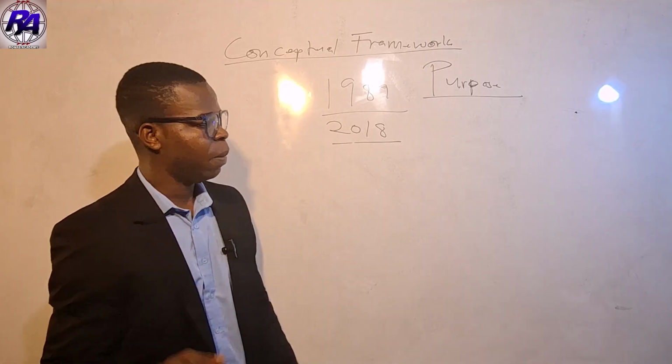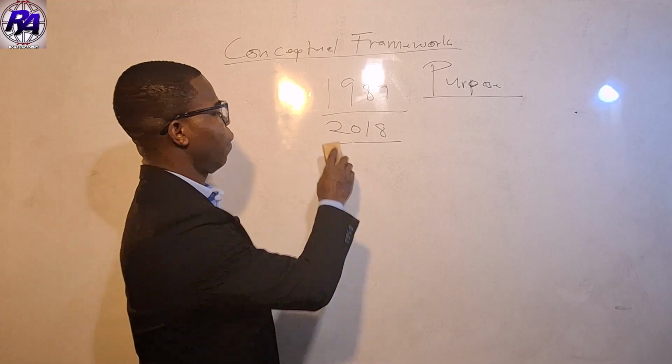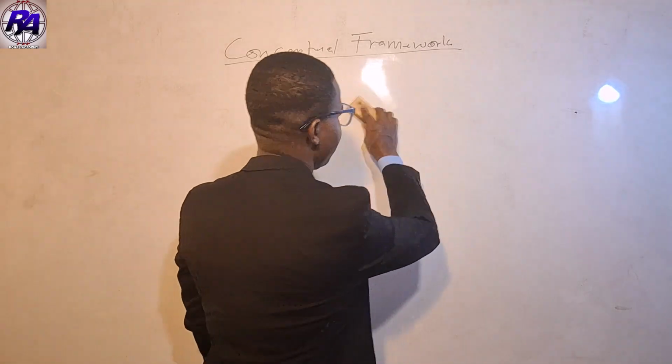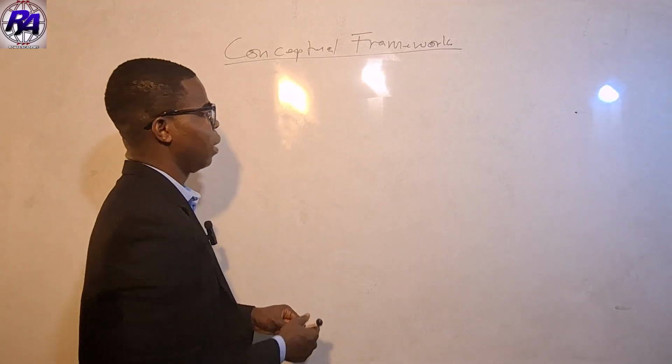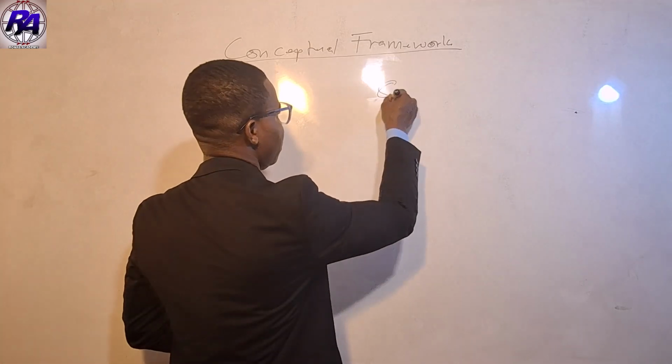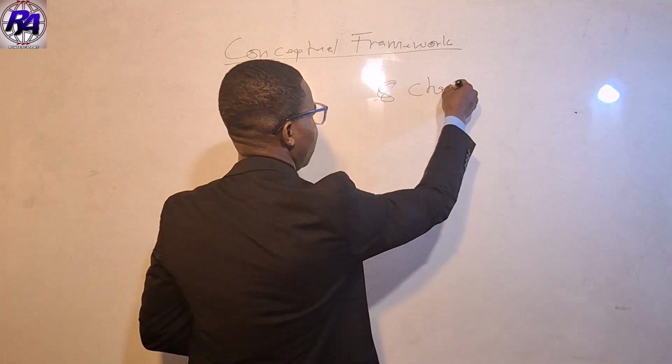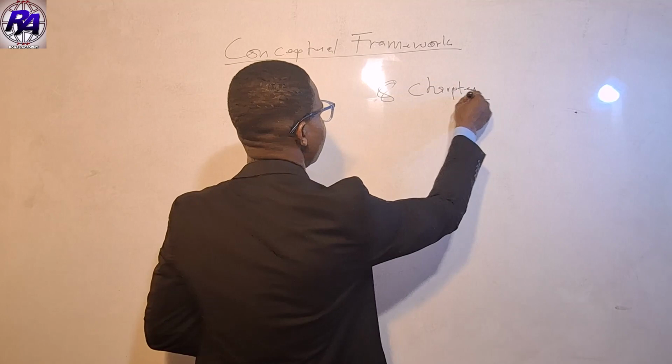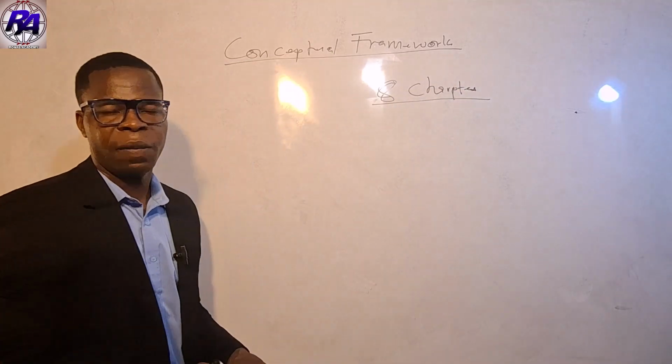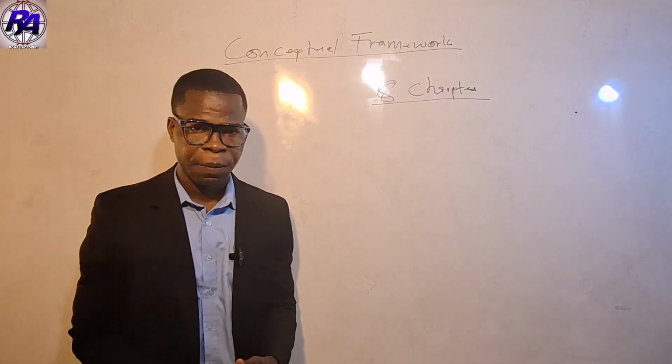All right. The conceptual framework is organized into 8 chapters. So once we are done with these 8 chapters, then we are done with the conceptual framework.